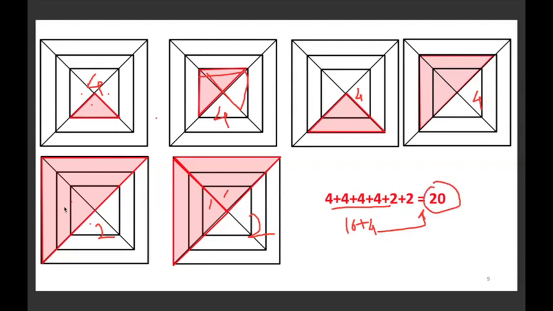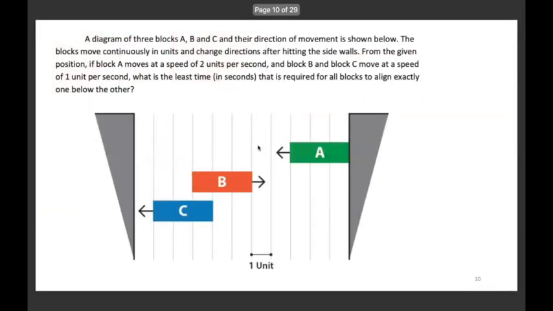We'll move to the next one now. A diagram of 3 blocks, A, B, and C, and the direction of movements is shown below. The blocks move continuously in units and change direction after hitting the side walls. From the given position, if A moves at a speed of 2 units per second, B and C move at a speed of 1 unit per second, what is the least time that is required for all blocks to align one above the other?